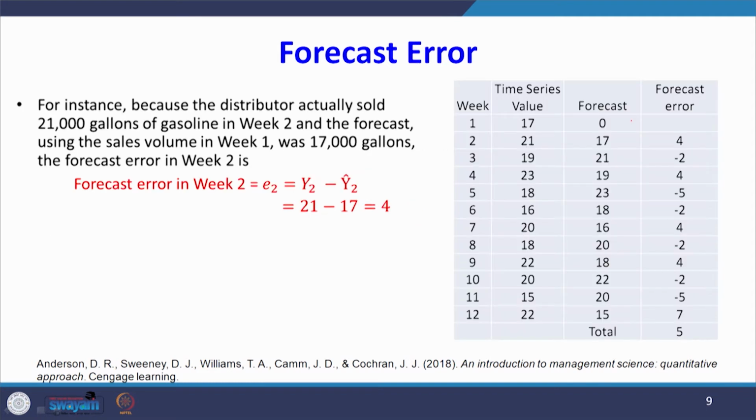Now, in this table, I am going to explain what the forecast error is. Look at the value 4. How did we get the 4? Actual is 21 for week 2, and the forecasted value is 17. So, 21 minus 17 is 4. 4 is the forecast error.